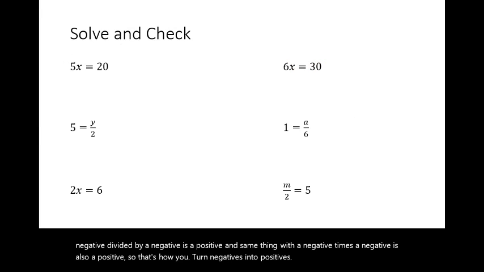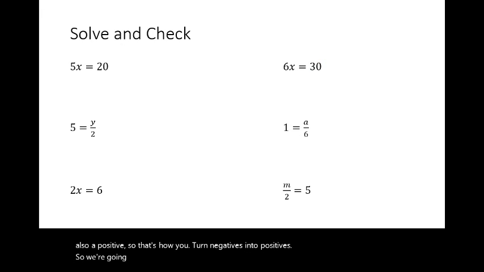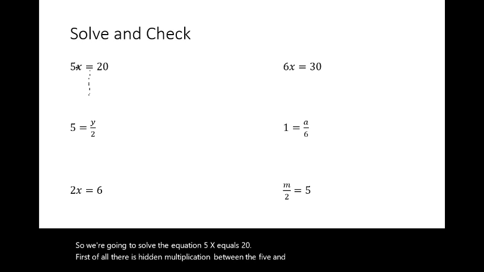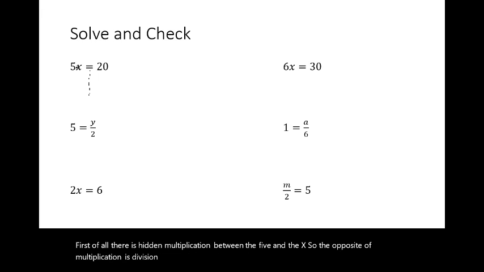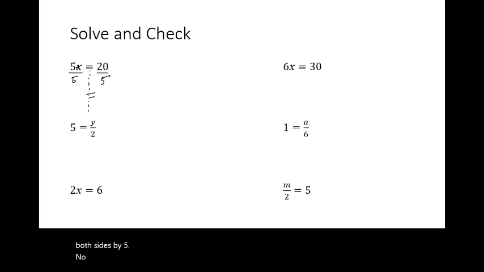So we're going to solve the equation 5x equals 20. First of all, there is hidden multiplication between the 5 and the x. So the opposite of multiplication is division. So I'm going to undo this times 5 by dividing both sides by 5. Now what happens on the left-hand side is that 5 divided by 5 is 1. Anything divided by itself is 1.